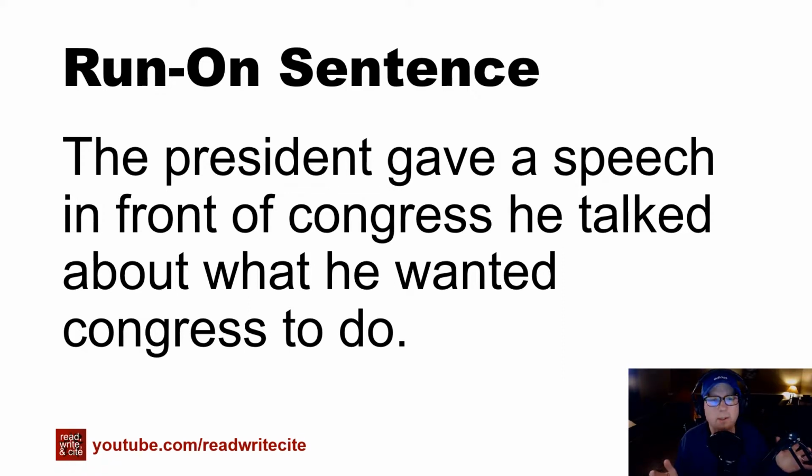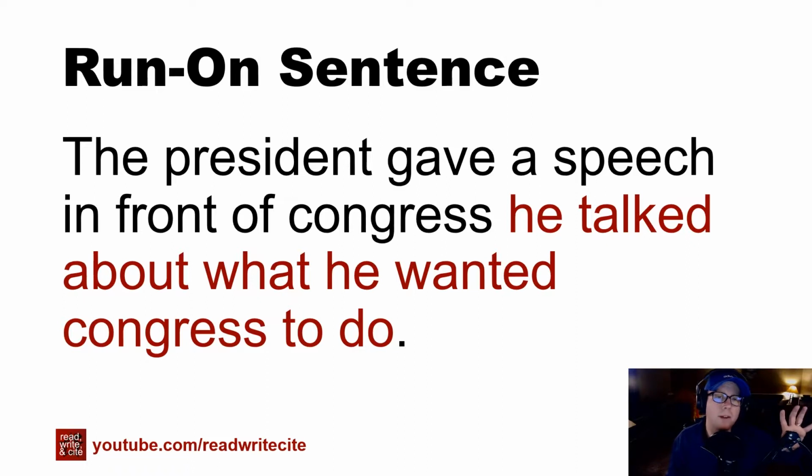And when you don't, and you just keep going with two or three or more independent clauses, we call it a run-on. So the result probably does look like you're just rambling, but technically this term is correctly applied when you have two groups of words, two clauses that could be independent or completely separate of each other. And so there are three basic ways to fix this problem. The first independent clause is "The president gave a speech in front of Congress." The second one is "He talked about what he wanted Congress to do."